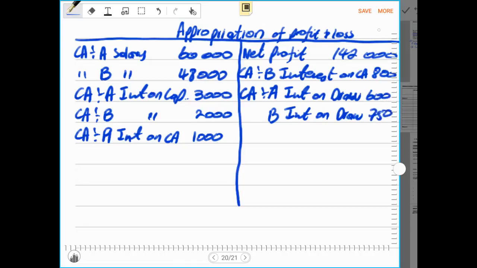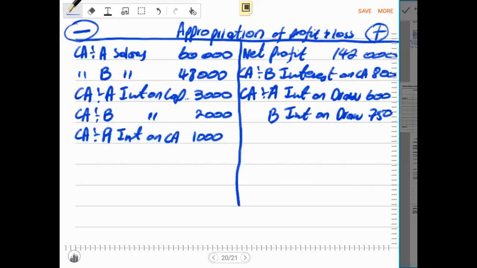Remember, the appropriation account increases on this side and it decreases on this side. Whenever there is income that the partnership has earned, this will be recorded on the credit side. And whenever there is an expense that the partnership has incurred, this will be recorded on the debit side. That means reducing the profit of the partnership.